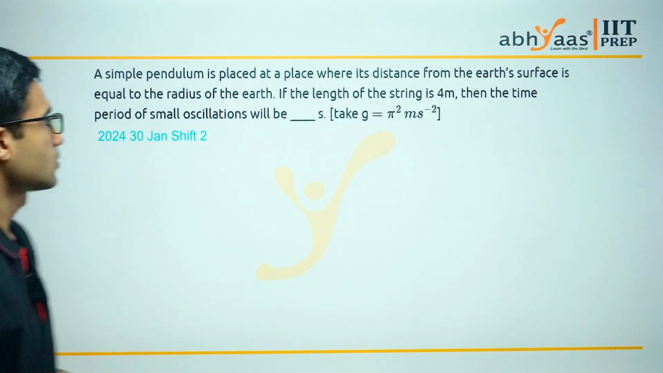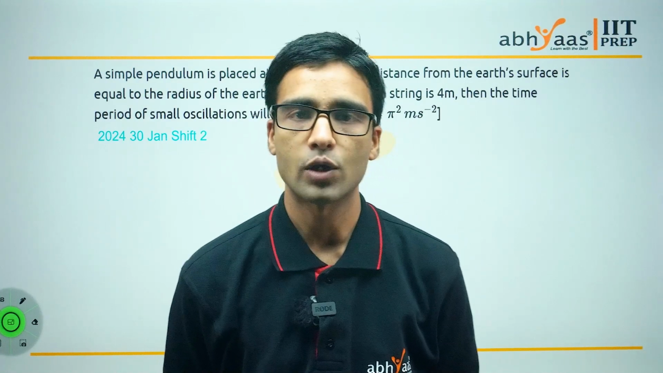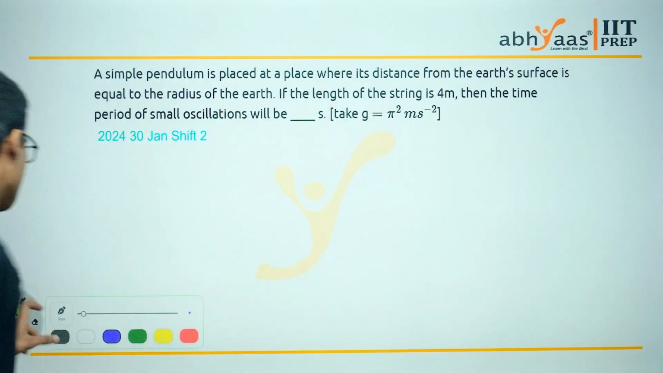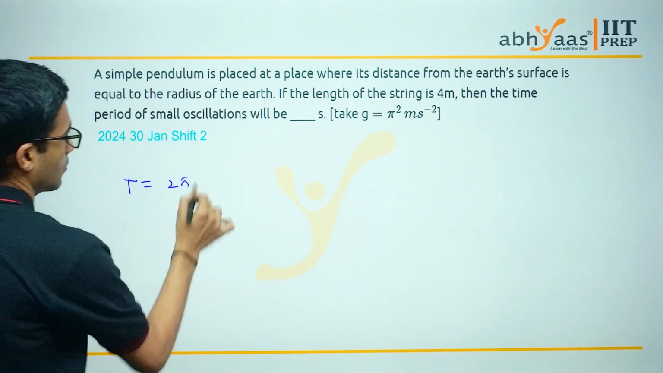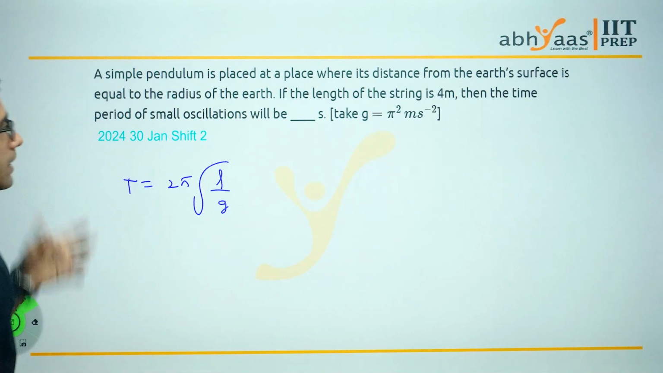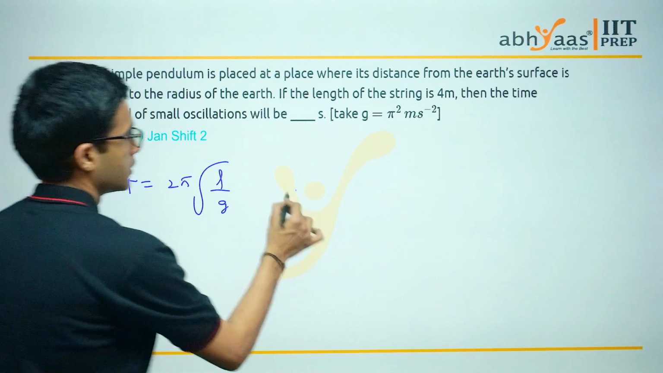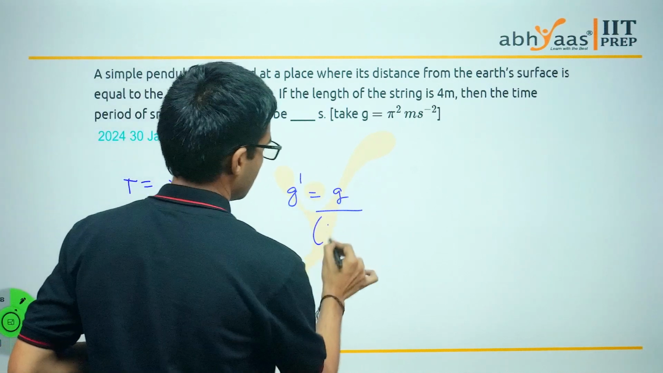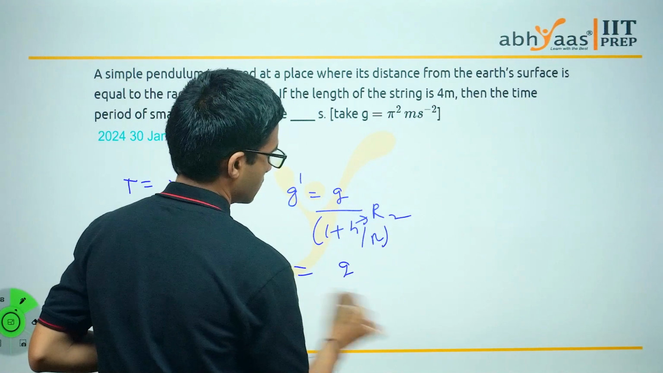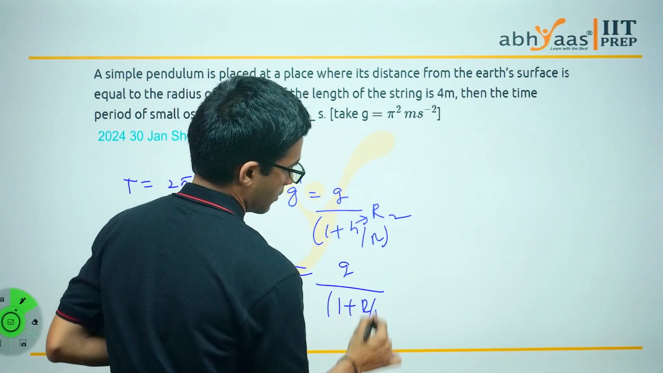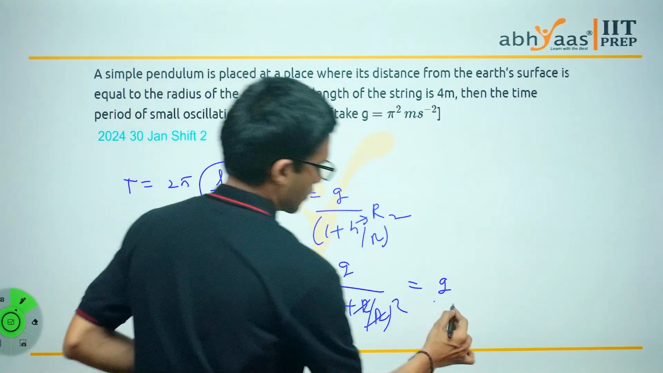Okay, going to the next question. This question is related to acceleration due to gravity. You know the time period of a simple pendulum is T equal to 2 pi root L by g. But here he has gone to a height where g dash is equal to g by 1 plus h by R whole square. But what is h? R only. So g by 1 plus R by R whole square, R gets cancelled, 1 plus 1 is 2, 2 square is 4. That is g by 4.